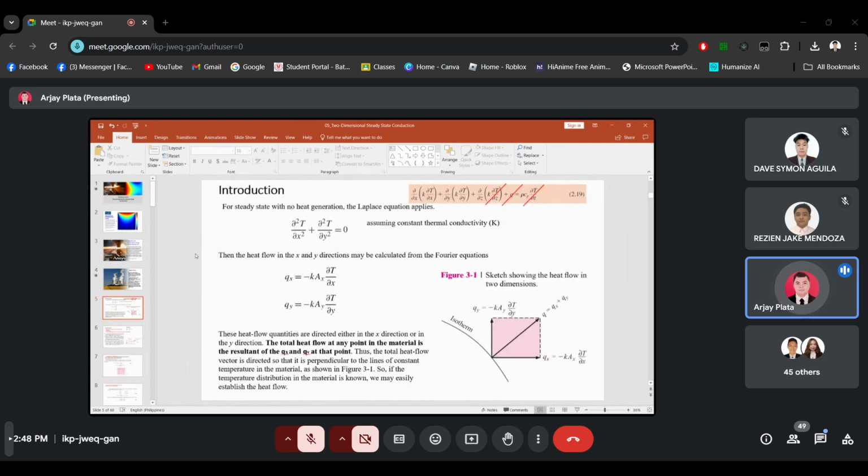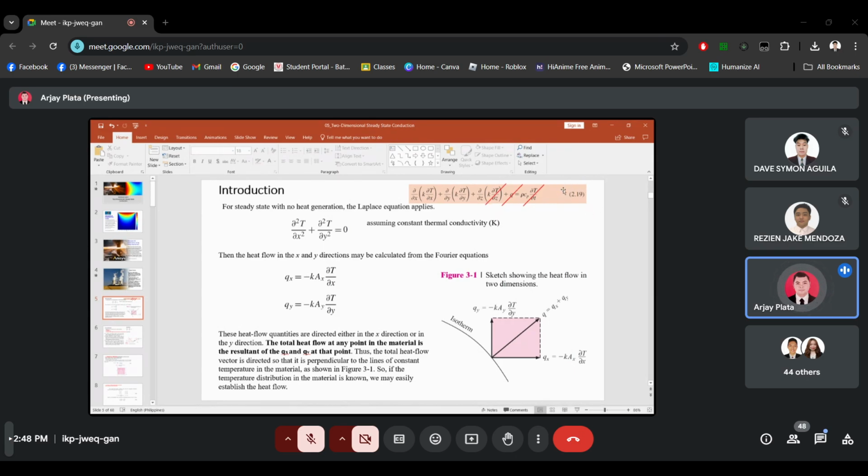Okay, so for a steady state with no heat generation, the Laplace equation applies. As you can see on our screen, we have this equation. Assuming constant thermal conductivity k, we have the partial derivative squared of T over partial x squared plus the partial derivative squared of T over partial y squared equal to 0. So this is the equation for the two-dimensional steady state condition with no heat generation. It comes from the one that we derived last time, the heat diffusion equation.